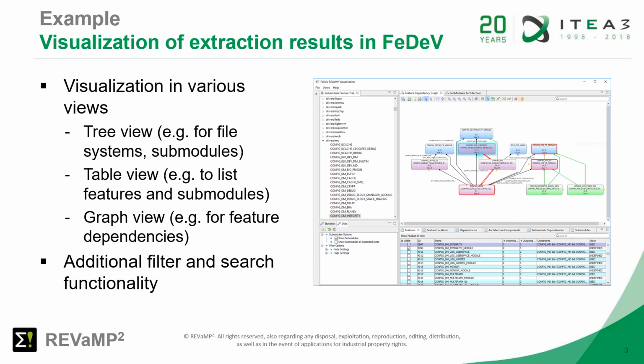The visualization of extraction results in FeDeV is done in three views: a tree view, a table view, and a graph view. The tree view is typically used to show a file system or to show the architecture of submodules. The table view lists information for features, feature dependencies, and submodules in tables, similar to Excel. The graph view shows nodes and edges and helps to explore the extraction results stepwise. In addition, predefined filters and an advanced search functionality is provided.